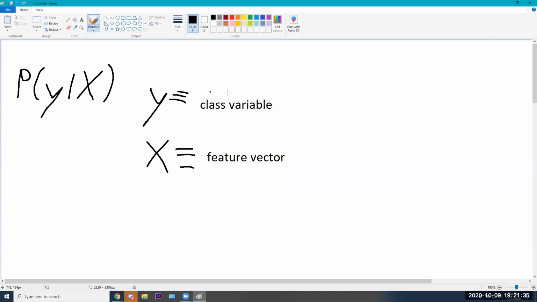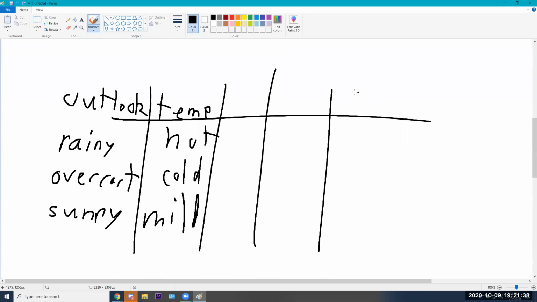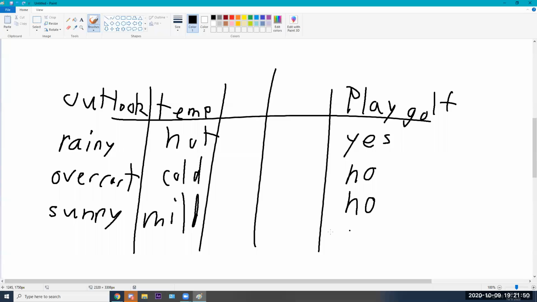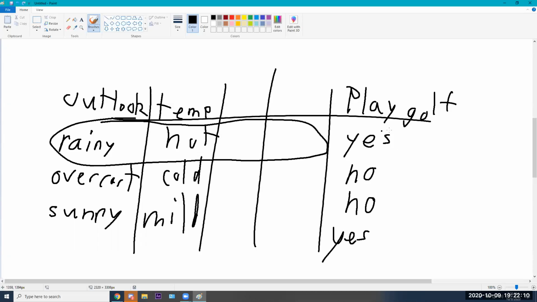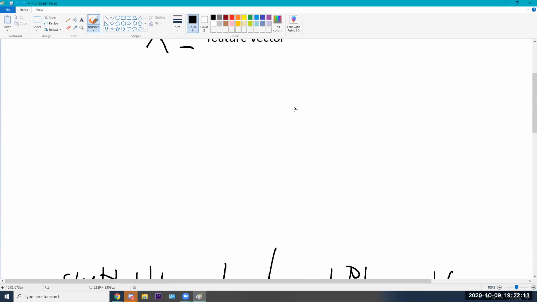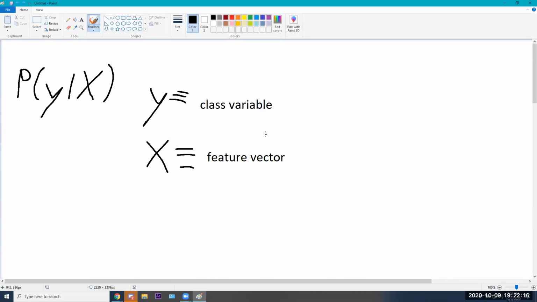And so what a class variable is, this would be whether or not we play golf, right? Or if it's a good day to play golf or not. So this sample would be like yes, no, no, yes, blah, blah, right? And for our particular example, we have two possible class variables as output, yes and no. And what Naïve Bayes does is that it calculates the probability of an input vector being any one of these classes. And x is our input vector, the feature vector.